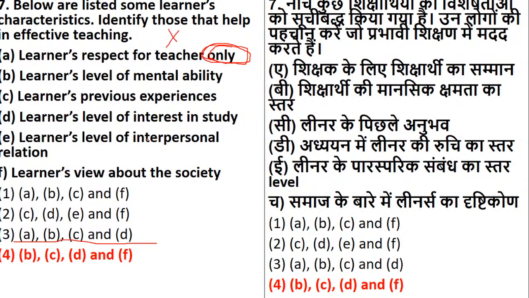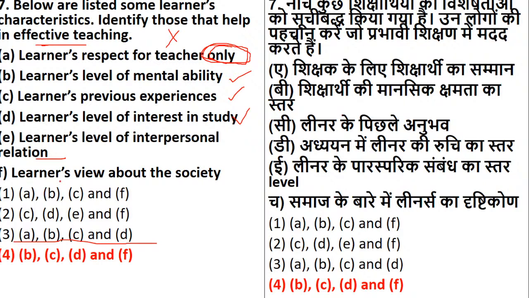Yes, I'm coming to everything, Neelam. Learner's level of mental ability, yes. Learner's previous experience, very true. Learner's level of interest in the study, yes. Learner's level of interpersonal relationship. Now, interpersonal relationship is not connected with effective teaching. In effective teaching, what the teacher is teaching, what the child understands, how the child is responsive or interested, that is important. So interpersonal relation does not play an important role.